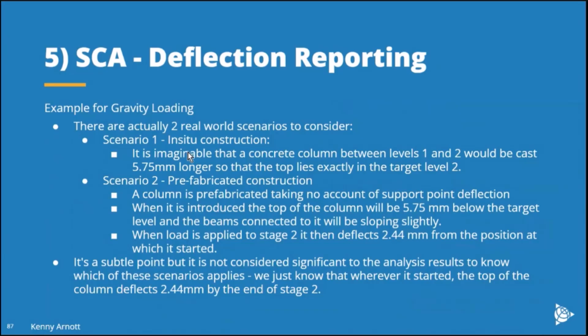So one is that in situ construction scenario, where you imagine that the column being built from level 1 to 2 would just be cast an extra 5.75 millimeters longer, so that at the point of construction, level 2 is totally level. And scenario 2 is that it's some form of prefabricated construction. So members have been sized taking no account of this deflection of the first floor beam before the introduction of the second floor. So when you introduce that column and then connect things to it, there will just be a built-in slope on the second floor.